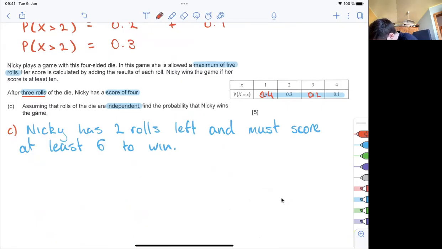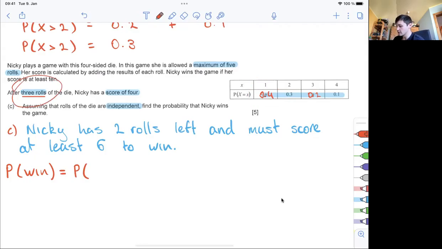So the probability, we'll say P win. The probability that Nikki wins will be the probability that she rolls a, well, we can't make any sum of 2 rolls using 1. Considering she's already got a score of 4 on 3 rolls, she will have had to roll 2 1s and 1 2, which is unfortunate. So she can't roll a 1 at all.